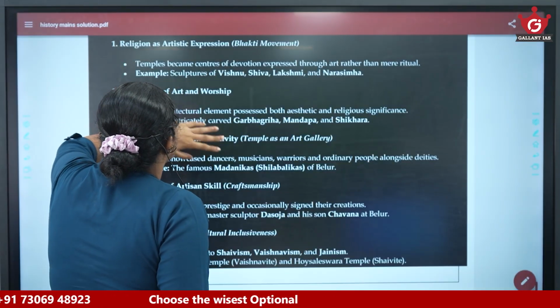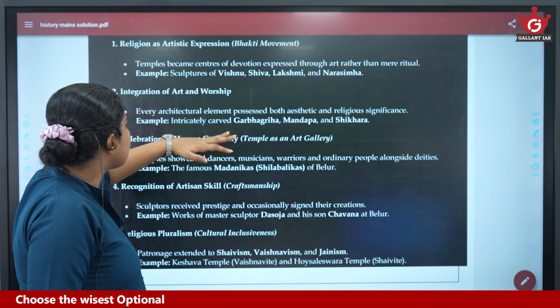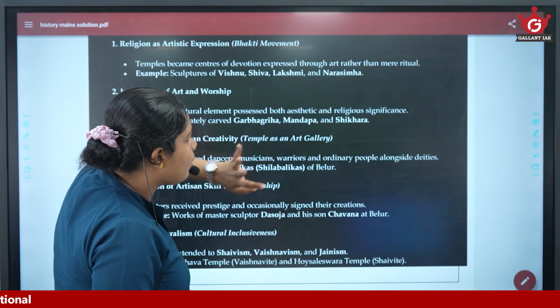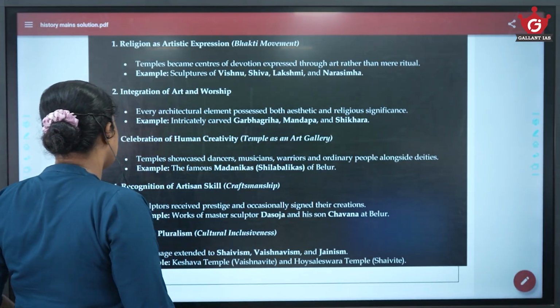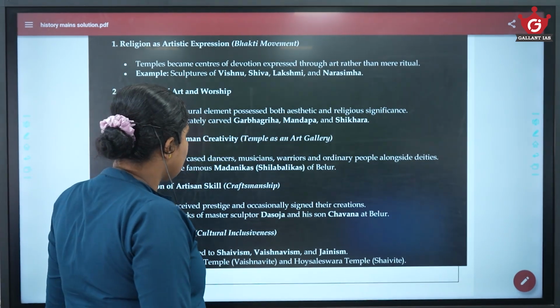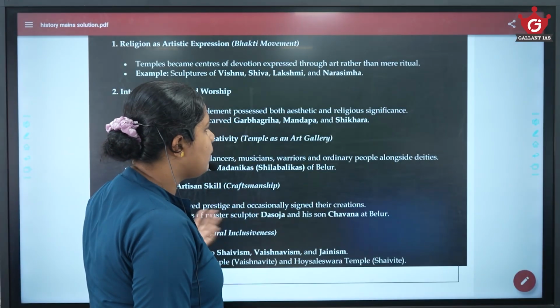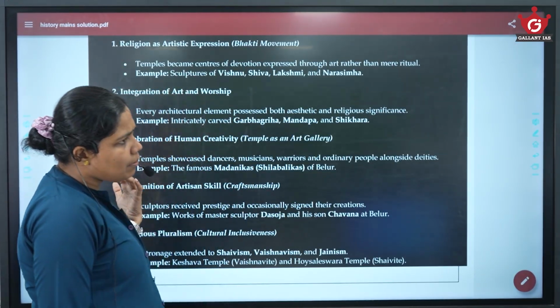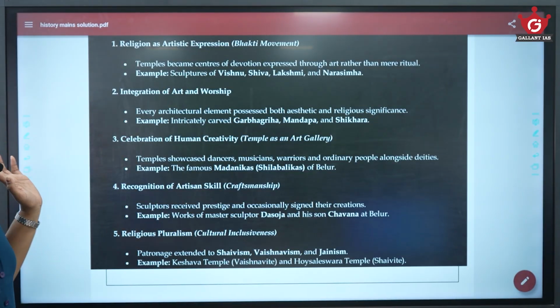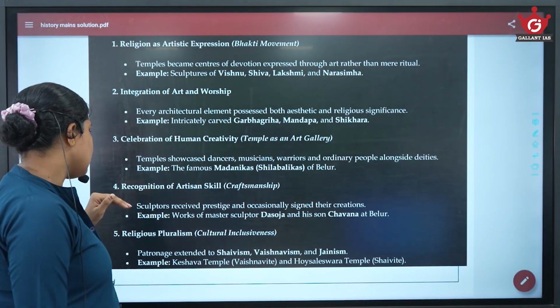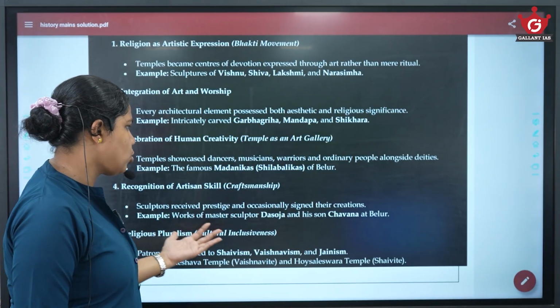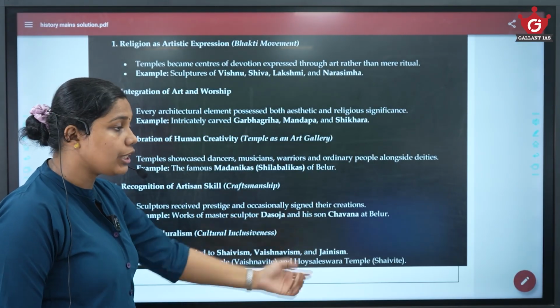Next is integration of art and worship. You can mention about intricately carved Garbhagriha, Mandapa, Shikara, how it was held. Next is celebration of human creativity. The famous Shilabalikas of Belur, you can mention. If you don't know the examples also, just try to write the points. Okay. And recognition of artisan skills. Okay, works of master sculptor Dasoja and his son Chavana at Belur, it's mentioned.